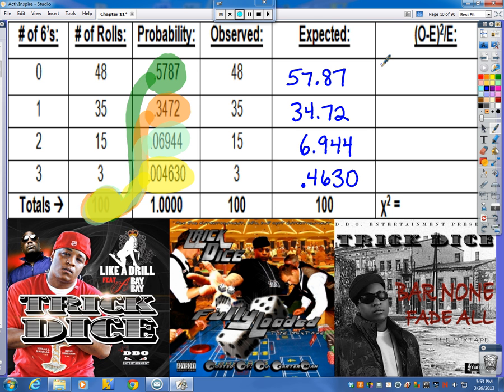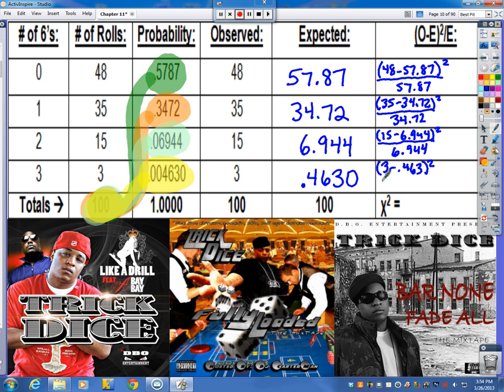So on this part, we're really going to take 48 minus 57.87, square it, and then divide by the expected, 57.87. For this one, we're going to take 35 minus 34.72, square it, divide it by 34.72. 15 minus 6.944, square it, divide it by 6.944. And last, 3 minus 0.463, square it, divided by 0.463.